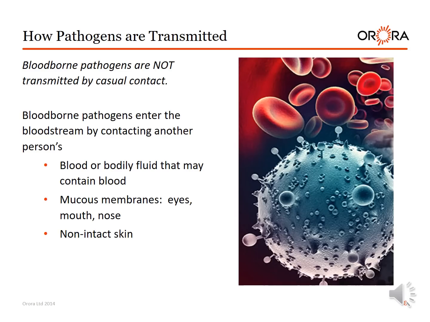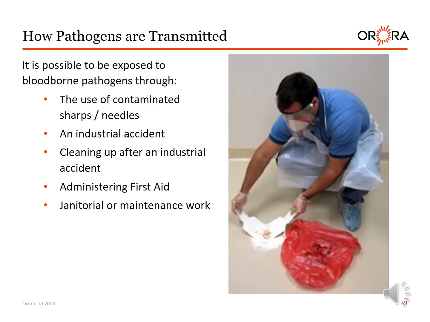How pathogens are transmitted. Bloodborne pathogens are not transmitted by casual contact. Bloodborne pathogens enter the bloodstream by contacting another person's blood or bodily fluid that may contain blood, mucous membranes, eyes, mouth, nose, non-intact skin. It is possible to be exposed to bloodborne pathogens through the use of contaminated sharps, needles, an industrial accident, cleaning up after an industrial accident, administering first aid, janitorial or maintenance work.